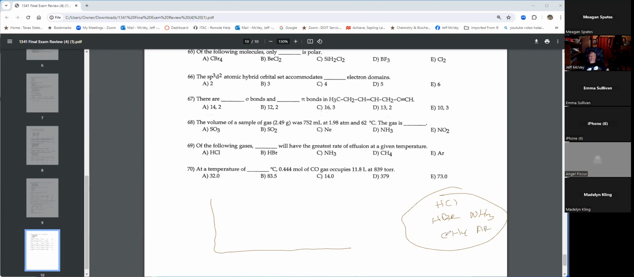Did I get them all? Argon, CH4, NH3, HBr. All right. Now, they're all in the same container. That means they have the same volume. That means they have the same temperature. Now, here is what is true about all the gases in a mixture of gases. They all have the same average kinetic energy.